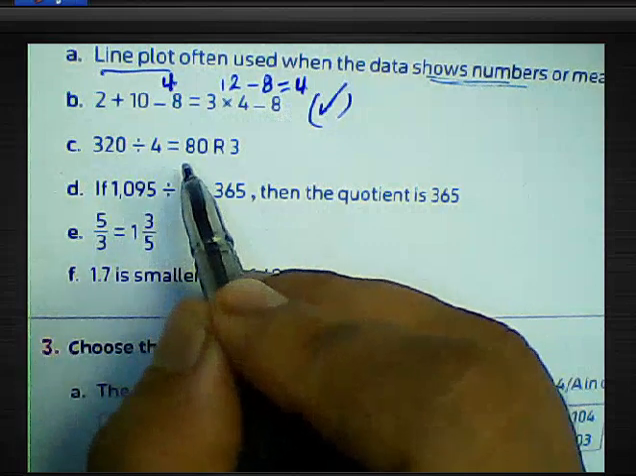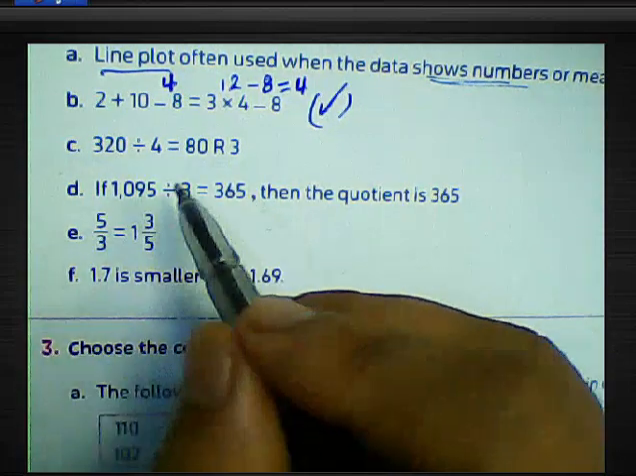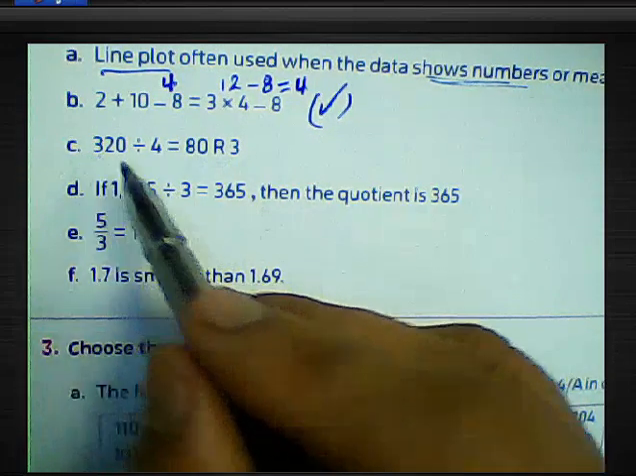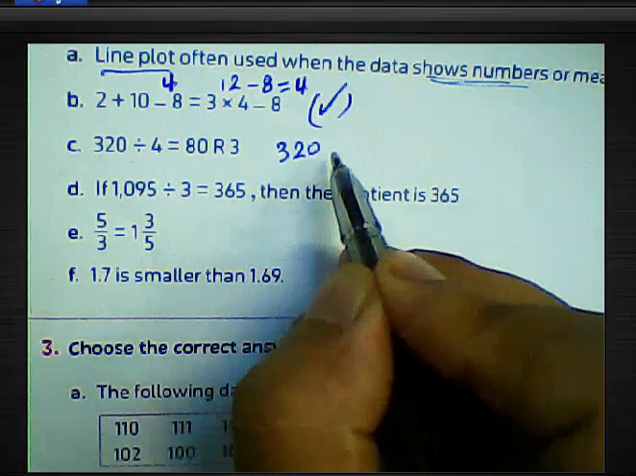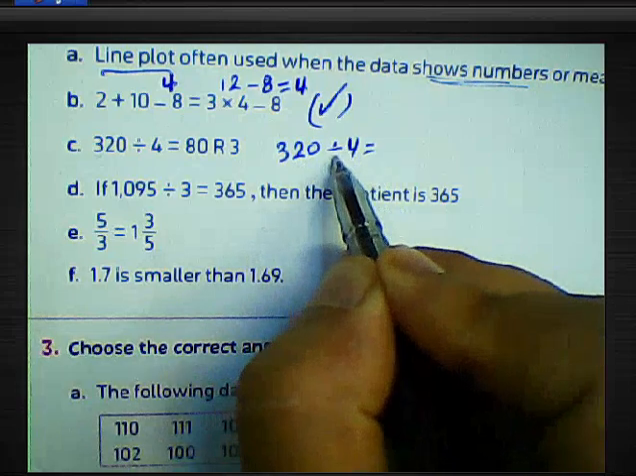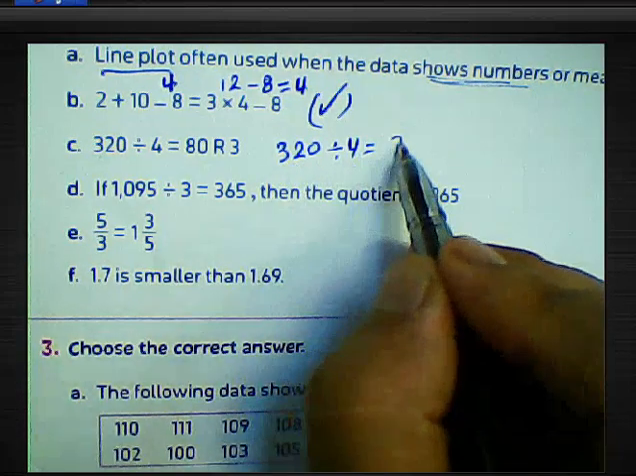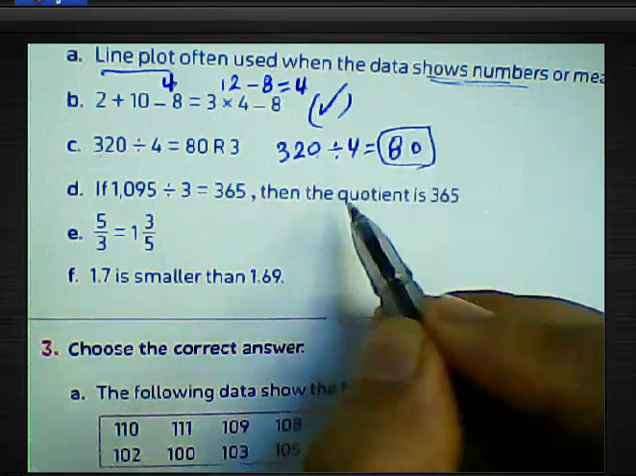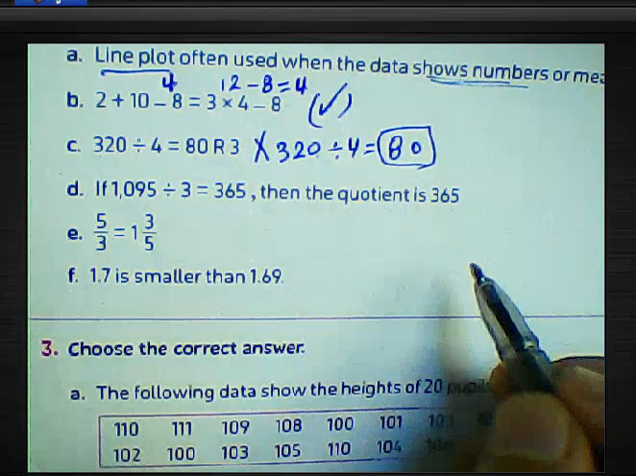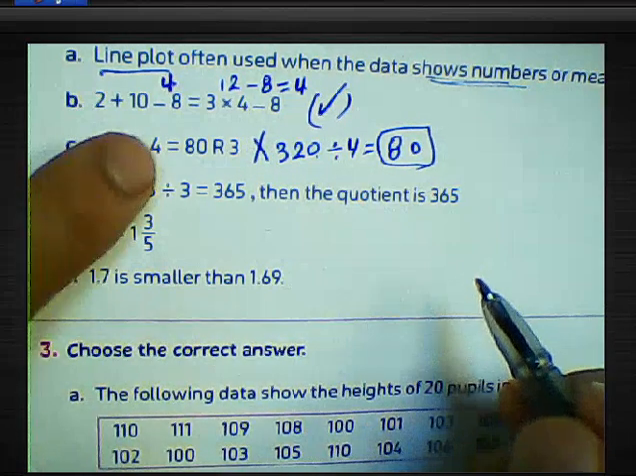Letter C, 320 divided by 4 equals 80 and the remainder 3. True or false? 320 divided by 4, we can divide it. 32 divided by 4 equals 8, 0 divided by 4 equals 0. This is the quotient. The statement is wrong because it gave us a remainder of 3. It's false.